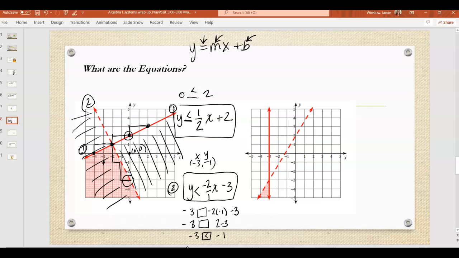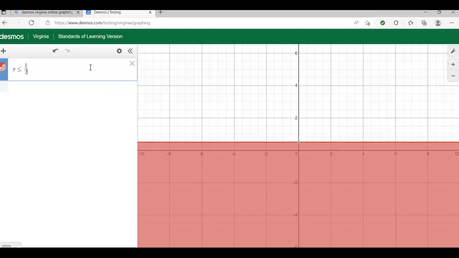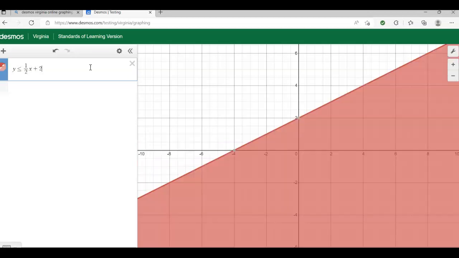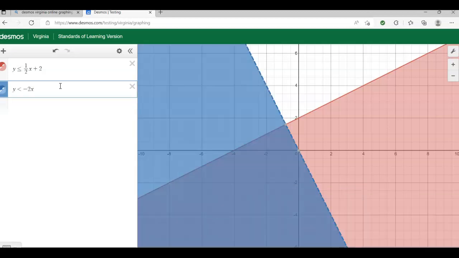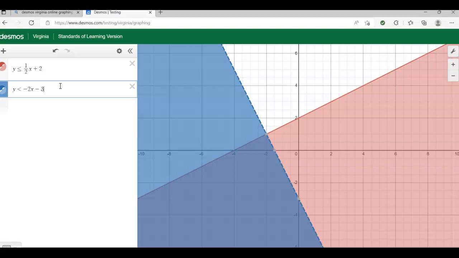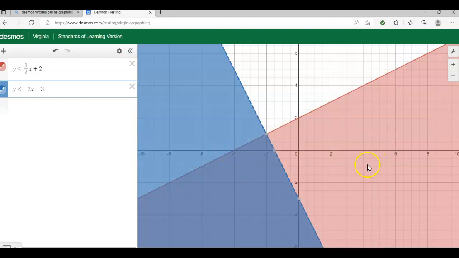And guess what? You can put it into Desmos to double check your work. Let's do that. It's always a good idea. Y is less than or equal to, I'm just using the keyboard, 1/2 x plus 2, and y is less than -2x minus 3. There it is. So you can see that as we compare the graphs, they go through the y-intercepts of -3 and +2, and the solid line is shading towards the bottom. We have this intersecting region that matches our graph.